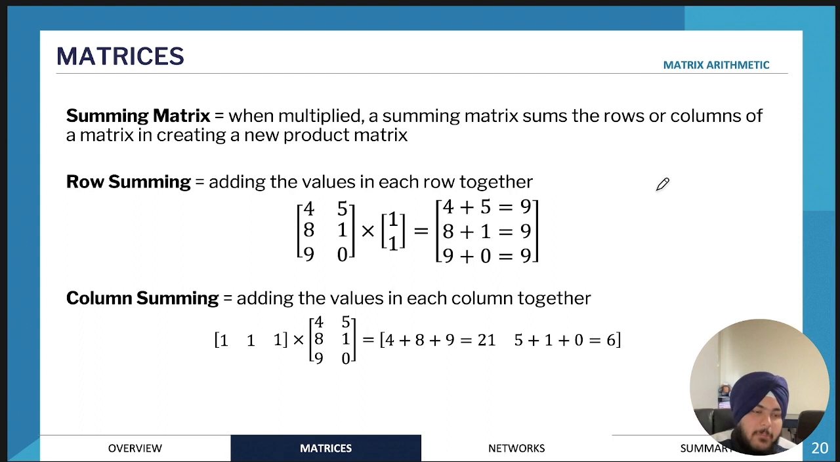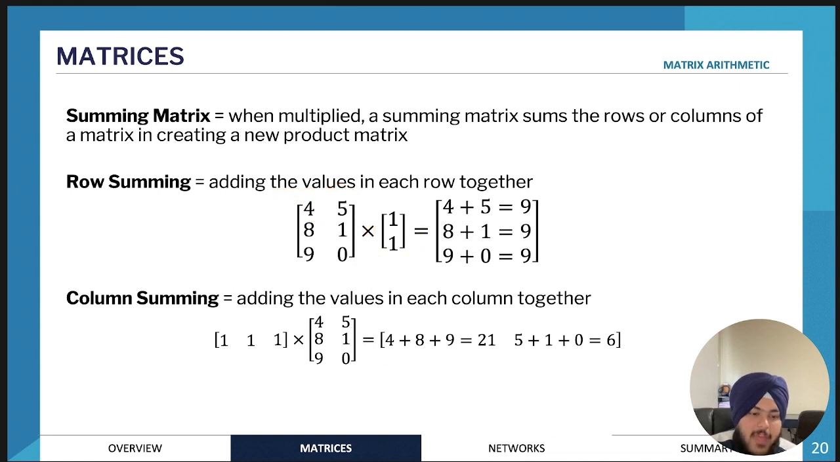Okay, so next we'll move on to summing matrices. These are essentially matrices that we will use if we wanted to, for example, add up the numbers in a particular row or a particular column. So if we wanted to add the values of the numbers in a particular row, we would use a row summing matrix. And a row summing matrix is essentially a column matrix that just contains ones. So the elements are just ones, and the size of the column matrix that you would use is dependent on the size of the original matrix that you're trying to sum up.